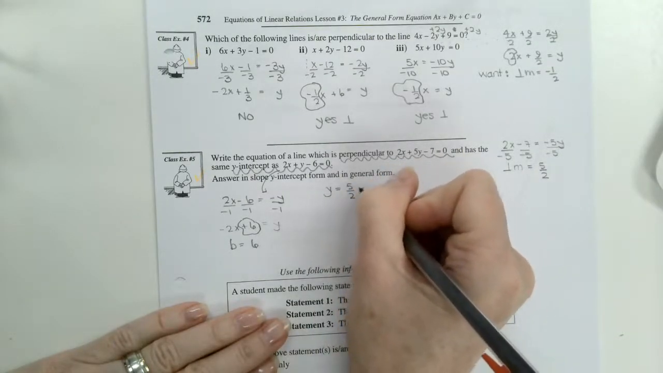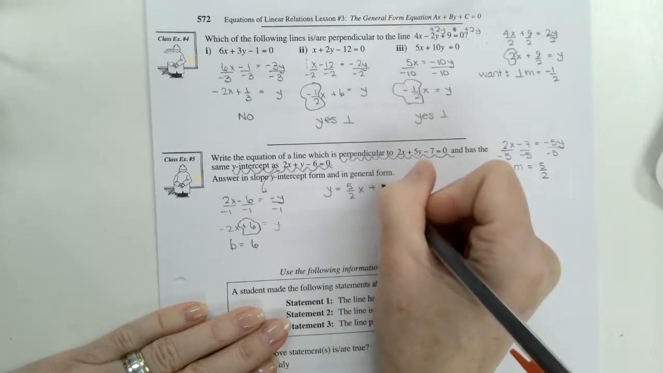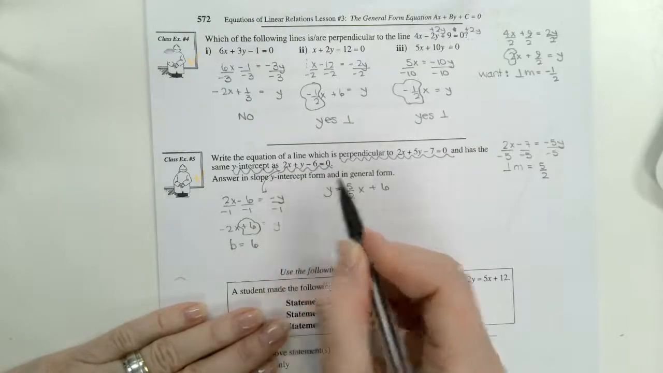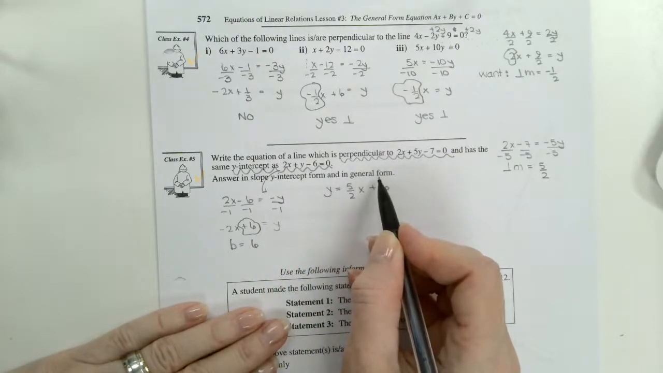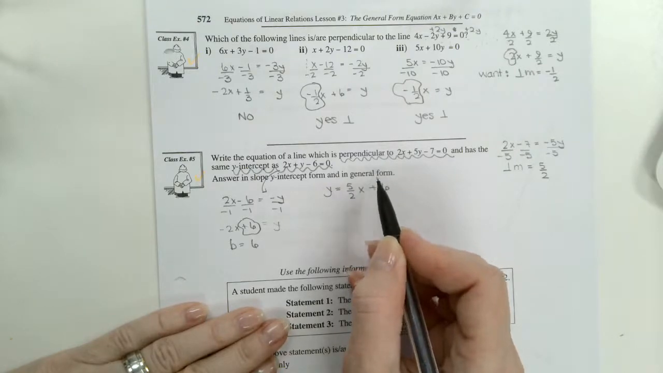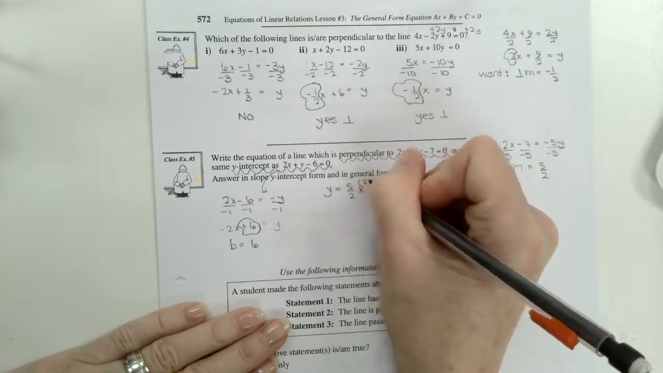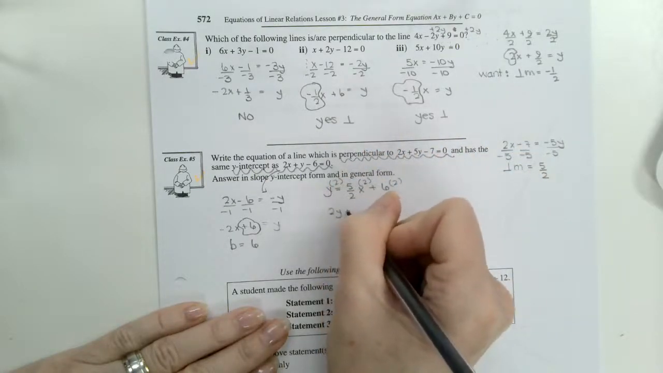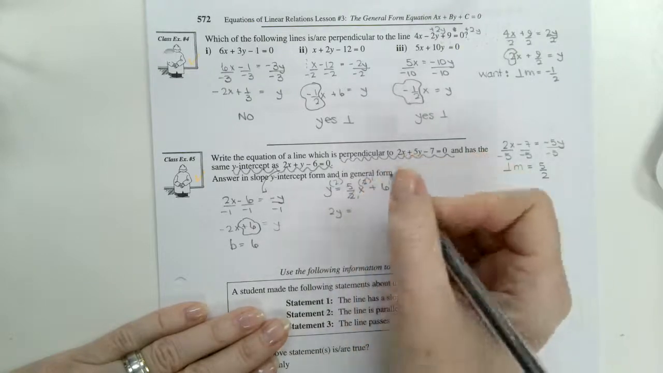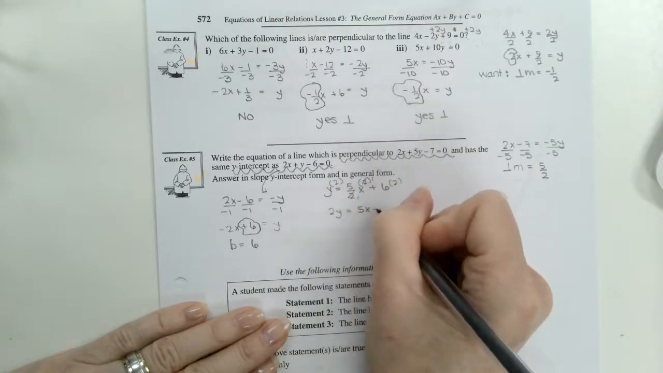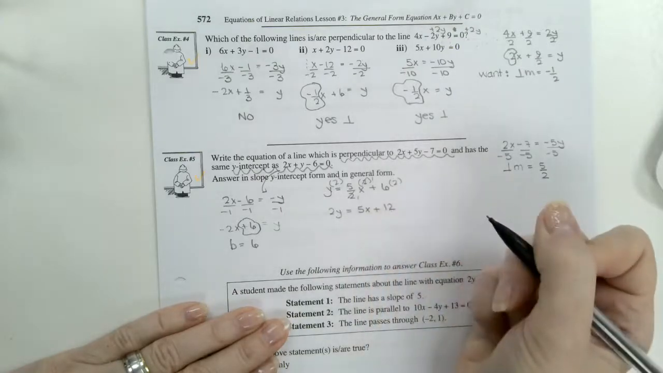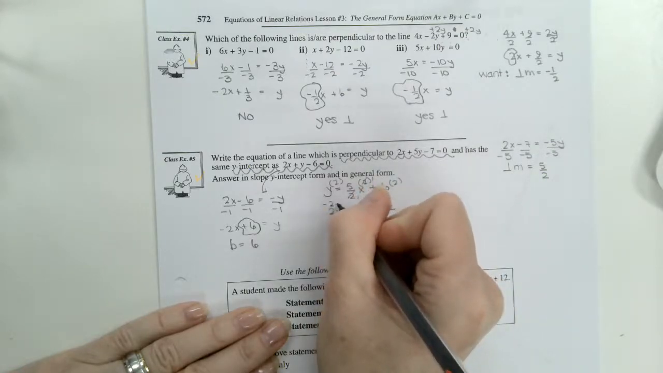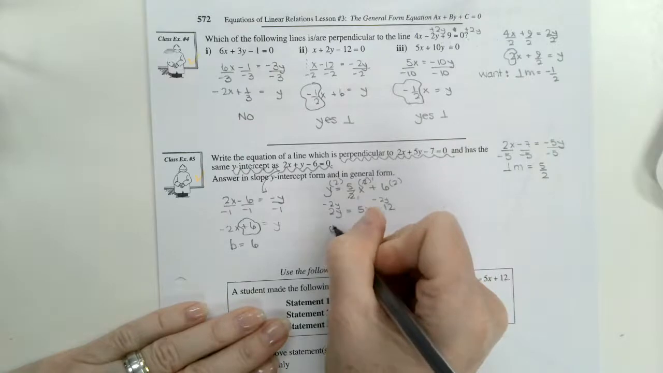That's the easy way to write it, and we would leave it there unless they're going to ask us specifically to put it into general form. So general form, we don't want any fractions, so we'll times by 2. 2y equals, we'll cancel, 5x plus 12. And they like the x part to be positive, so we'll leave that x here. Take away 2y, and 0 equals 5x minus 2y plus 12.